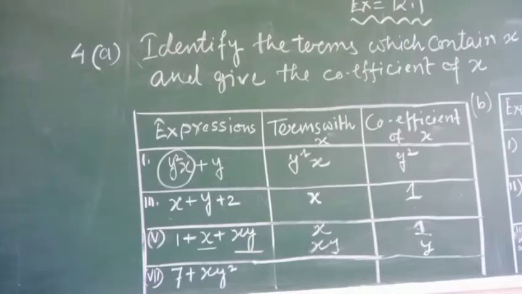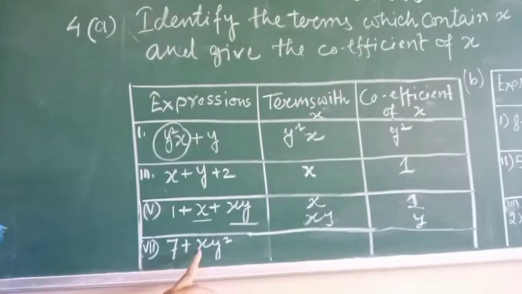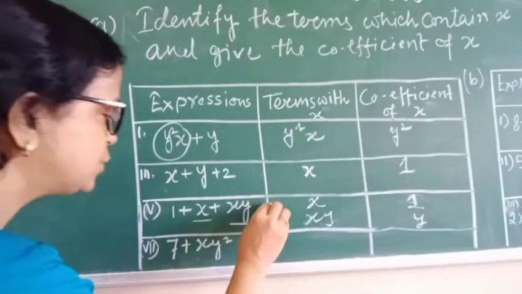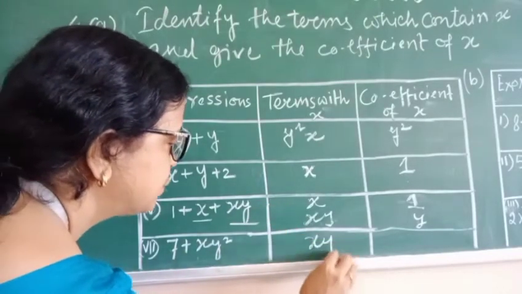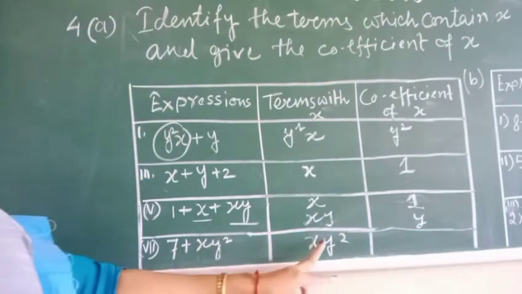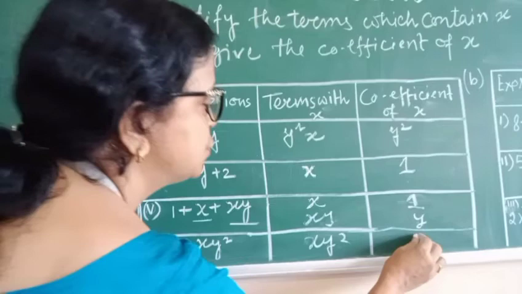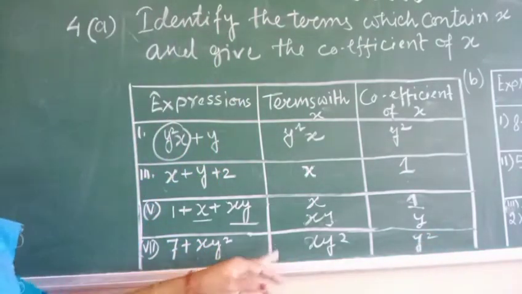Last question we are doing. We are not doing all the sums, we have alternatively selected 1, 3, 5 and 7. In question number 7, you can see that 7 plus xy square. The term which contains x is xy square. So we have to select this term, xy square, with the positive sign. And for the coefficient of x, again you will cover x. What is left here? y square. So this is the coefficient of x. Okay.